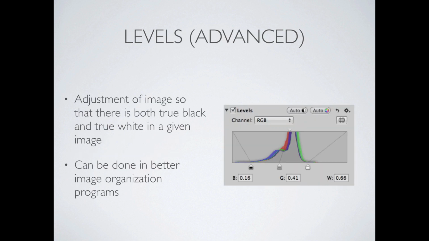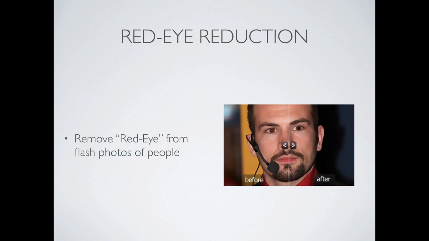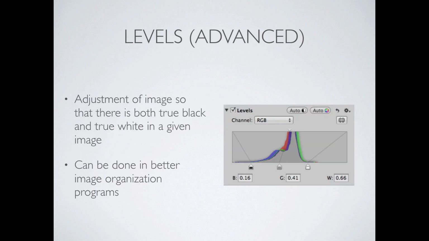Levels. I talked a bunch about levels today. I keep coming back to levels. This is an adjustment of an image that corrects where true black is and true white is in an image. And I'll come back to this slide. It's easier to flip back and forth as I try to explain this. And again, this is one of those examples where you'll get a lot more out of me doing it live in front of you than anything else.